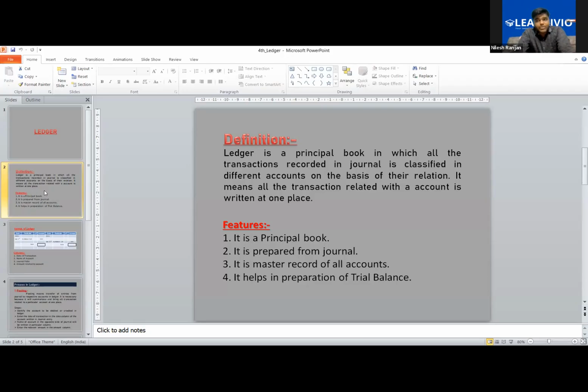For features, it is a principal book. Now, what does it mean by principal book? Principal book means an important book that will help in getting some information. So this is the first book which will provide you some information. In journal, we are just recording the transactions.